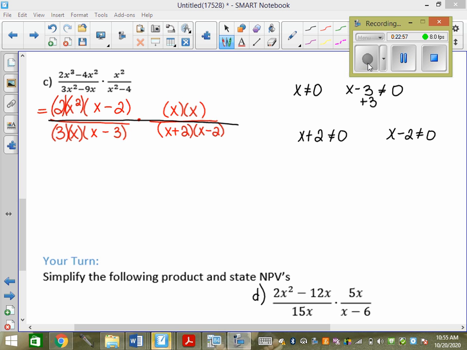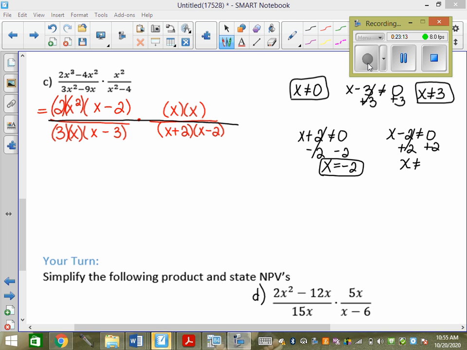So here I'm going to add 3. X cannot equal 3. Subtract 2. X cannot equal negative 2. Add 2. X cannot equal 2. And we can put them together as X cannot equal 0, 3, plus or minus 2.